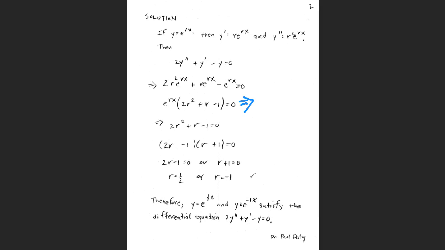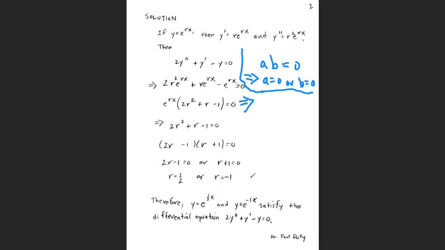So this implies, like if you had a times b equals 0, and this is a little bit of an aside, what does that imply? What has to be true if a times b equals 0? That's right, either a equals 0 or b equals 0, one or the other.